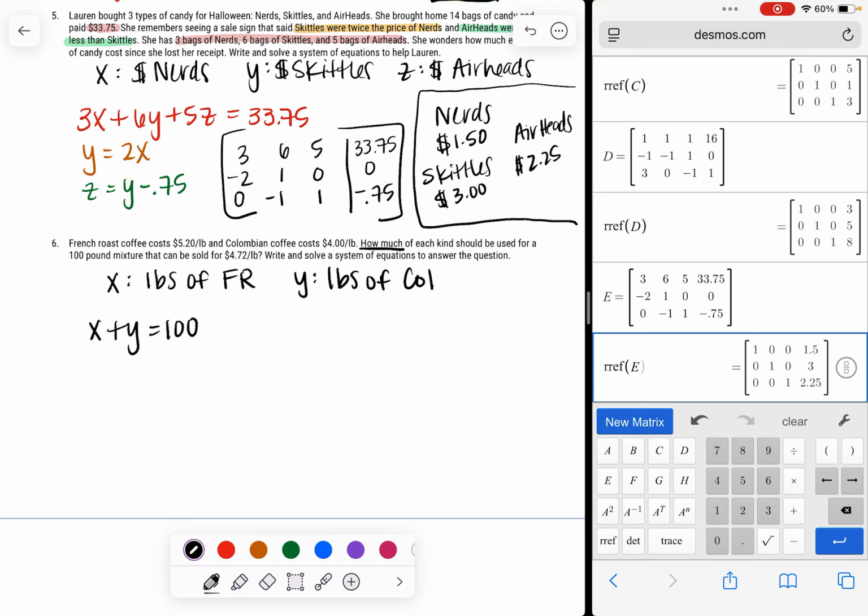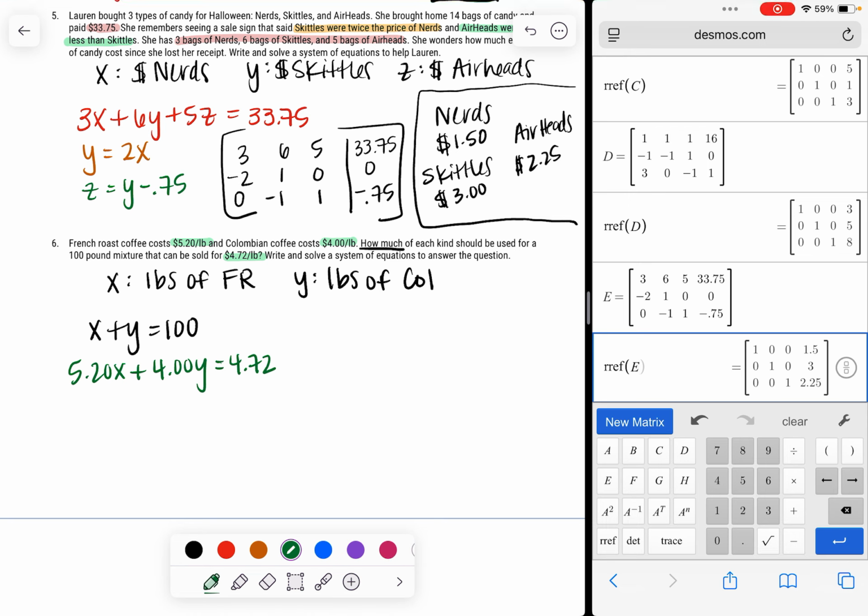Now, this is only a 2-variable system, but it's a little bit more challenging because we have some things to consider. So it says that they can sell this 100-pound mixture for $4.72 a pound. So we know that there's some prices associated with the cost of a French roast and a Colombian. So I'm going to tie that to the variable it's supposed to go with. So I'm going to say 5.20x + 4y is equal to 472.